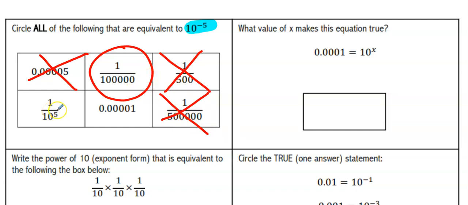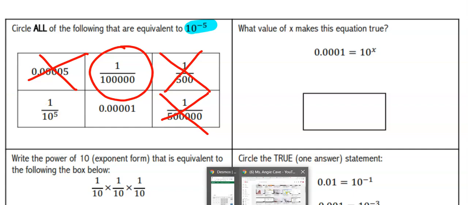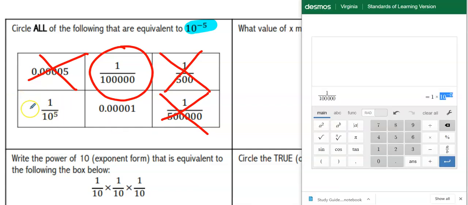But again, we can try it right on our Desmos. I'm going to pull that up again. I'm going to put 1 over 10 to the 5th power in my Desmos calculator, and look what I get. When I put that in, it says it's the same as 1 times 10 to the negative 5th. So this is going to be true, and that's how you can use your Desmos calculator. And then, of course, we can put this one in. Let's try that. Let's see if that works.